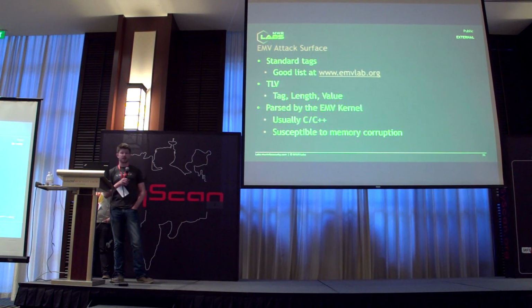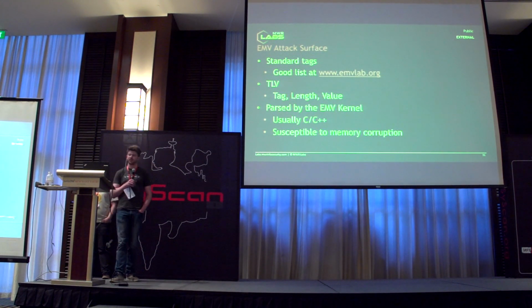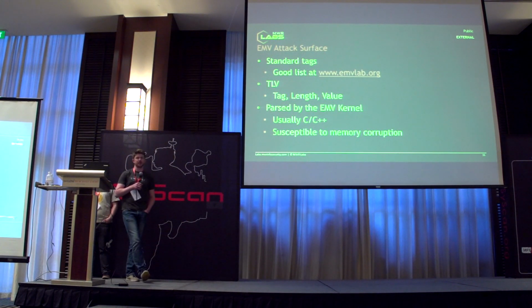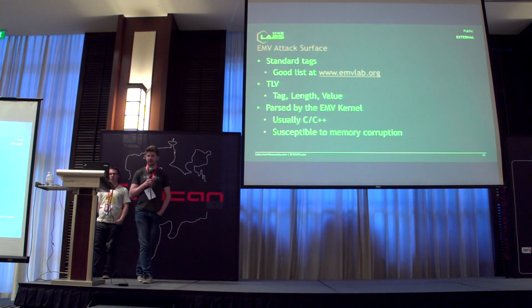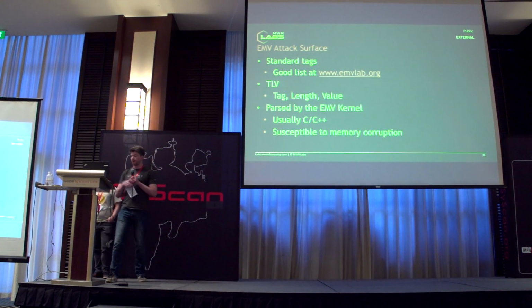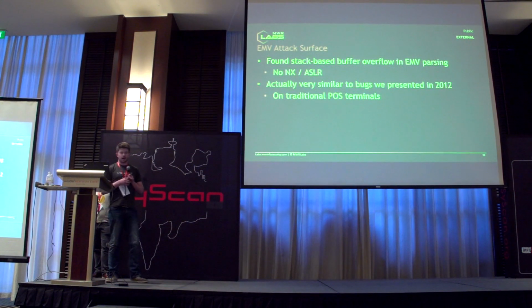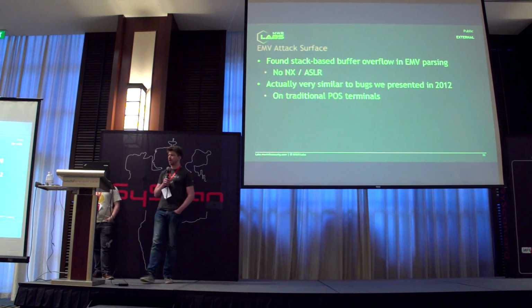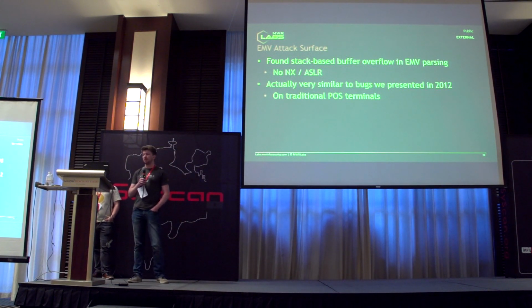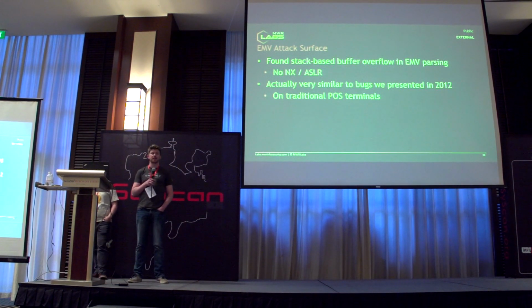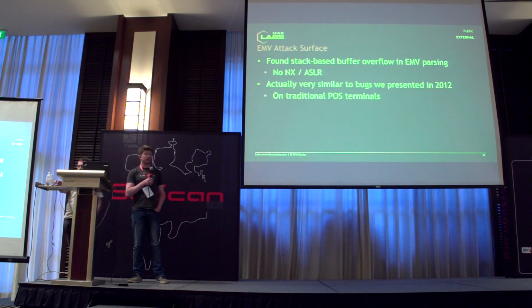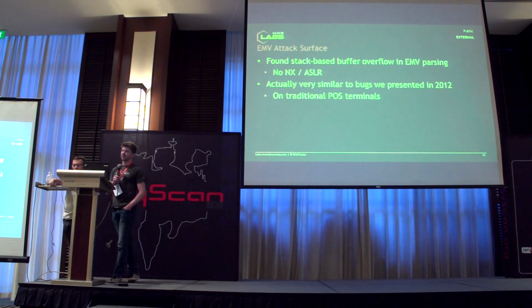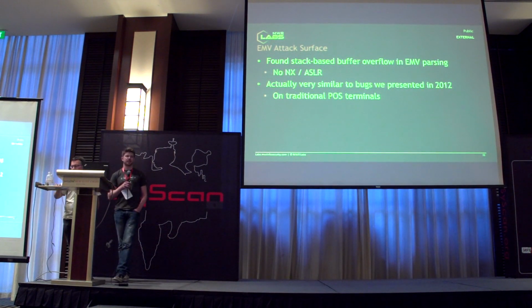This EMV kernel, as most of the other EMV kernels we have looked at so far, is usually implemented in C or C++, so they are susceptible to memory corruption if they are not implemented correctly. It didn't take us long, once we started testing the EMV part of this application, to find a stack-based buffer overflow in the EMV parsing. There's no protection mechanisms on the device which could spoil the fun of exploitation. So there's no NX, no ASLR, nothing that you would expect on a modern device.